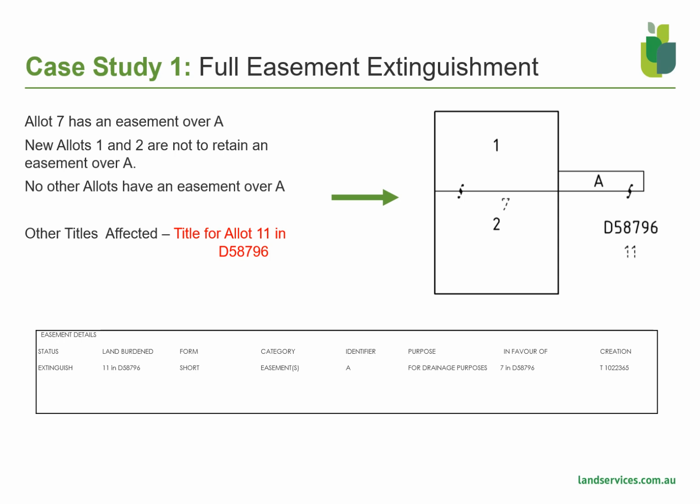A right search has found that no other titles have an easement over A, and therefore the title for allotment 11 in D58796 will be shown in the other titles affected panel, as this is a full extinguishment of easement A. An example of extinguishment easement note is shown below the diagram.